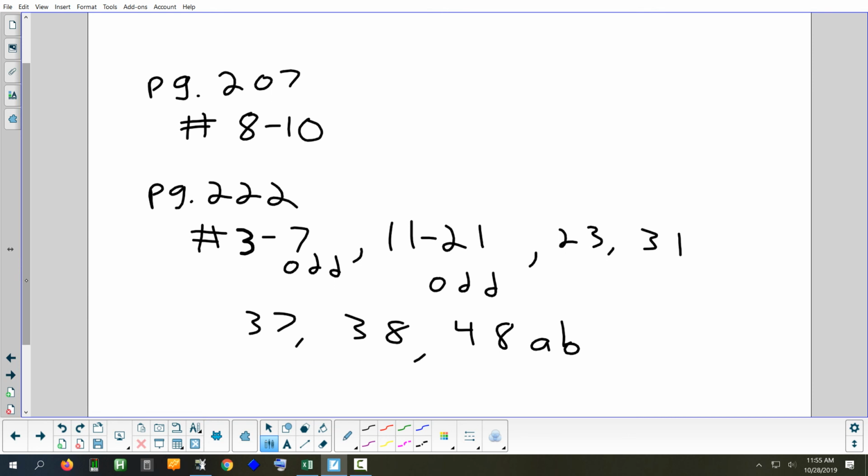Okay. So homework tonight on page 207, 8 through 10. That's just solving intersections, first part we did. And then page 222, it's 3 through 7 odd, 11 through 23 odd, 31, 37, 38. And then question 48, there's parts A, B, and C. Okay, I don't want you to do part C. You just have to do part A and B. All right, and we'll take a look at that tomorrow.